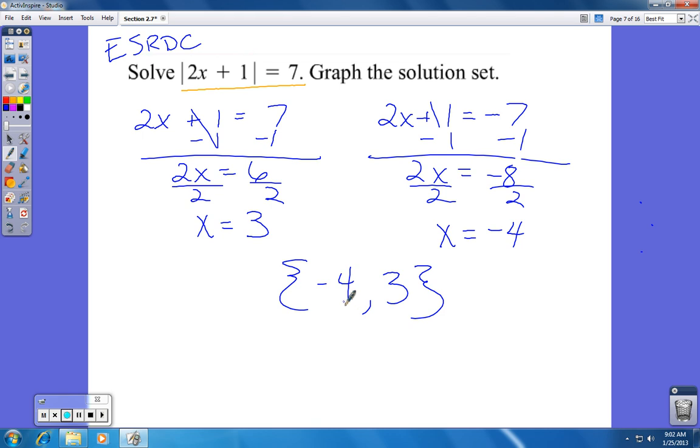So that means that when we substitute negative 4 in the place of x, that's going to give us an absolute value of a negative 7. The absolute value of a negative 7 is a positive 7. And when we substitute 3 in the place of x here, that's going to give us 6 plus 1, which is 7, and the absolute value of 7 is 7, because remember, those two numbers have a distance of 7.